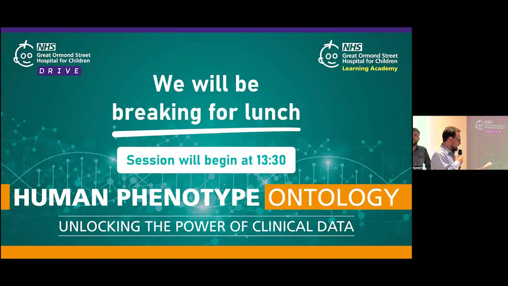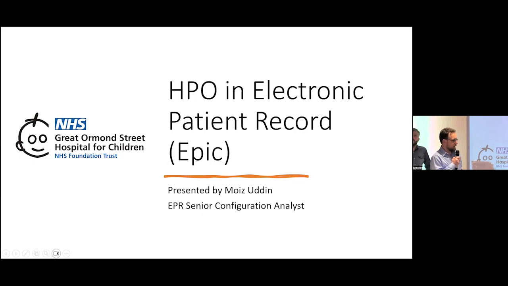So the next session, we've got Moiz, who is one of our senior EPR analysts, who's been doing a lot of work on integration of our EPR, which is Epic, with HPO terms and also WGS requesting. It's the kind of thing you expect an EPR to be able to do almost by default, but actually they don't. A lot of these things need quite a lot of builds and developments, which is why we've had it for 5 years, and this is stuff we're still working on. Moiz has made a lot of progress.